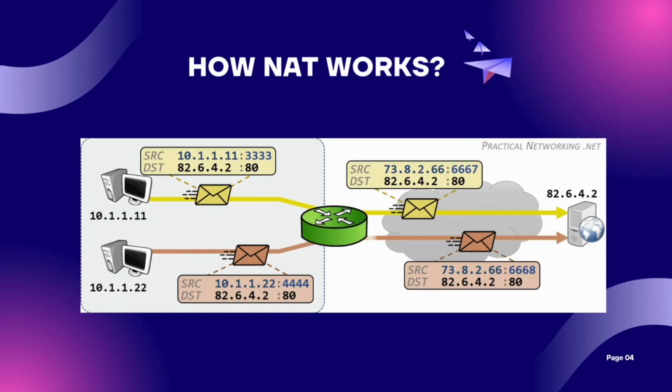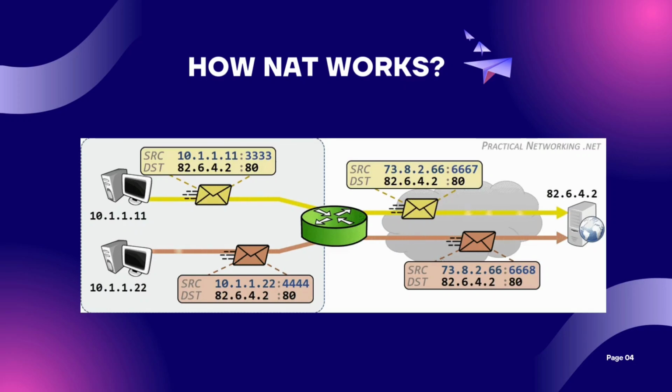Here, two computers are inside a private network. They are sending data to the same destination on the Internet. This could be a web server. The router in the middle is performing NAT. It translates private IP addresses into a single public IP address before sending the packets to the Internet. This translation allows the private devices to communicate with external services using a single shared public IP.